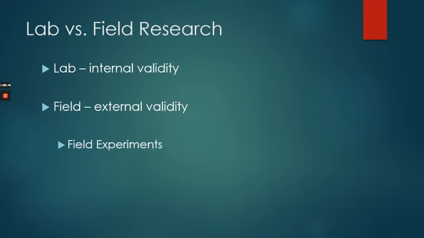Field research, where we're actually going out to the real world, often lacks internal validity because we can't control the real world, right? If we go and observe people in a coffee shop, we can't control things. There's so many things happening, we don't even know what's happening. But it has what we call higher external validity. High external validity means that it's more realistic. It's how people actually behave in the real world.